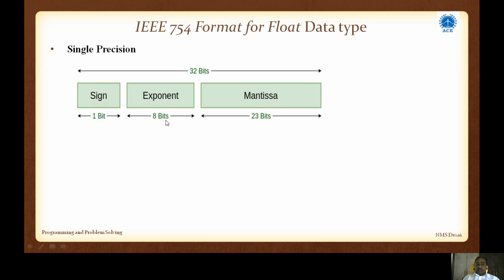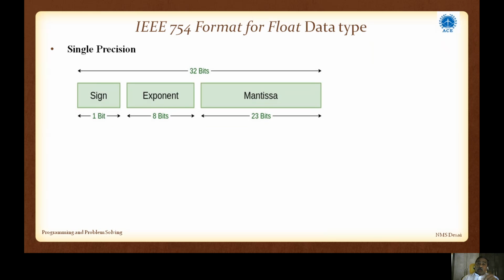The exponent is 8 bits. When we write in exponent form, like 3 into 10 power 5, that is the exponent. For that, 8 bits are allocated. With 8 bits, we can actually represent 2 power 8, that is 256 values as the power, but we will not use all of them. Remember, the exponent can also be negative, apart from the sign of the whole number, which is shown in the sign part.